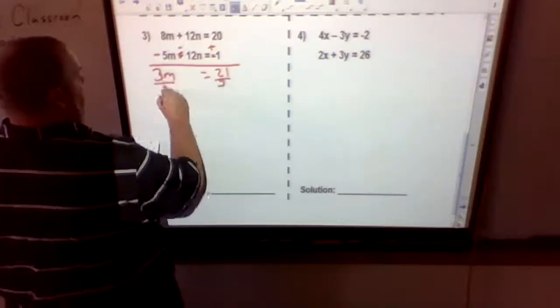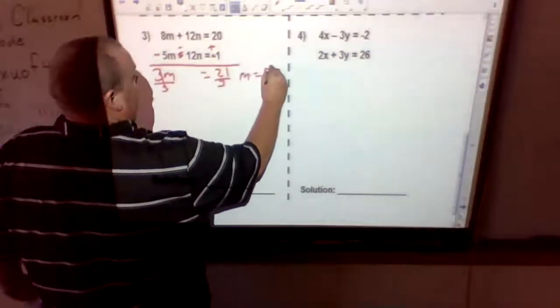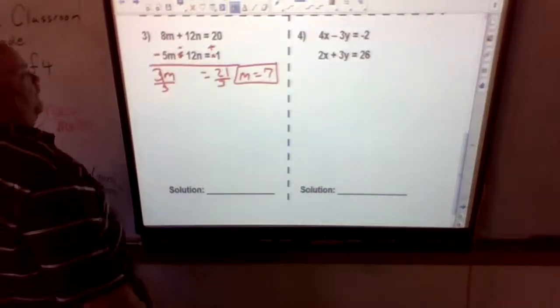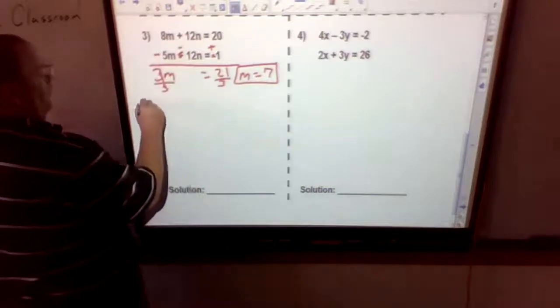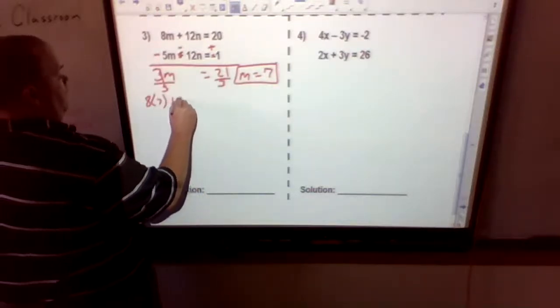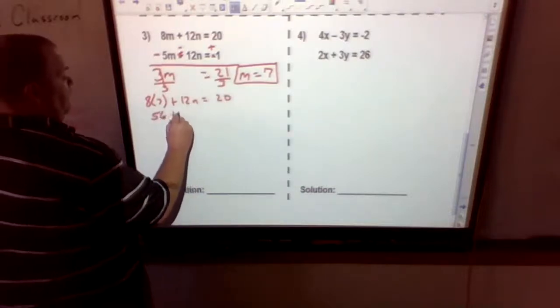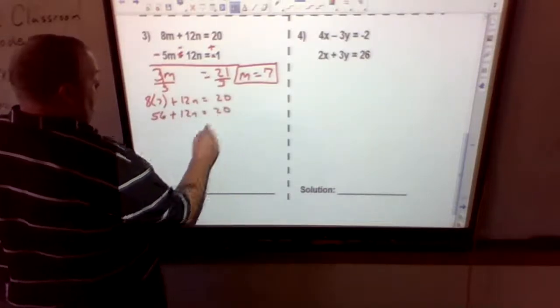So divide each side by 3. So M would be 7. So then I just choose one equation and solve for it. I'm going to choose the top one. So 8 times 7 plus 12n equals 20. So 56 plus 12n equals 20.